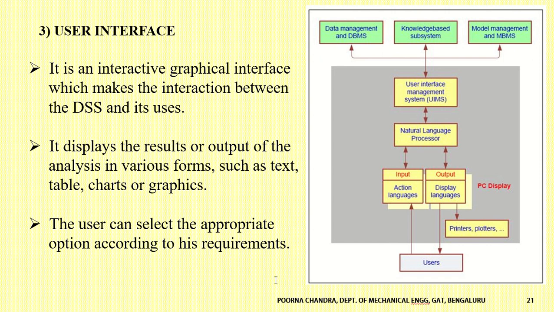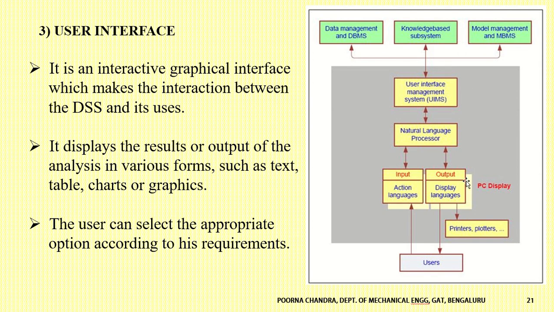Next, the third one, user interface. What does this user interface mean? It is an interactive graphical interface which makes the interaction between the decision support system and its users. It displays the results or output of the analysis in various forms such as text, table, charts, or graphics. The user can select the appropriate option according to his requirements.